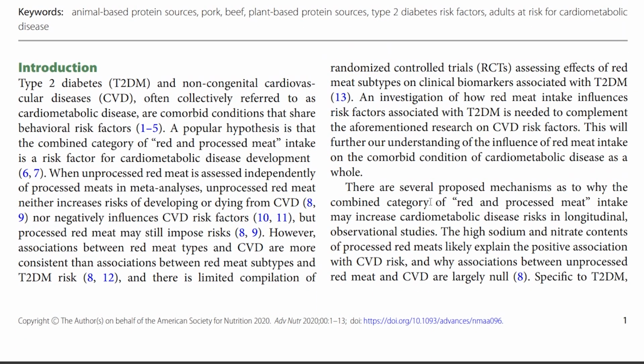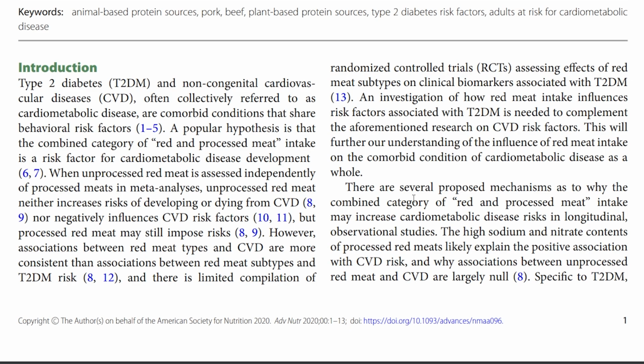Okay. Let's have a quick look at the introduction. Type 2 diabetes mellitus and non-congenital cardiovascular diseases, often collectively referred to as cardiometabolic disease, are comorbid conditions that share behavioral risk factors. Okay, so those two disease processes have been associated with dietary factors, and the dietary factors associated with both those diseases are similar. Fine. A popular hypothesis is that the combined category of red and processed meat intake is a risk factor for cardiometabolic disease development.